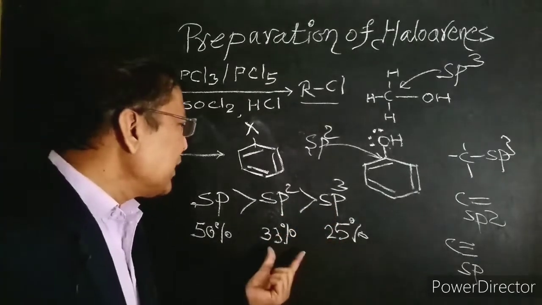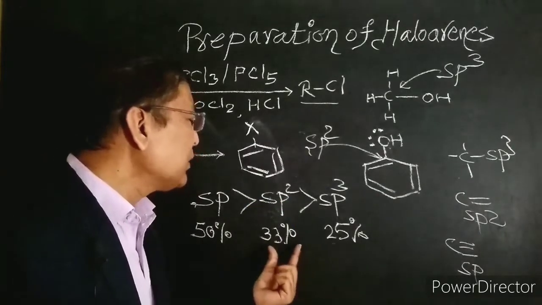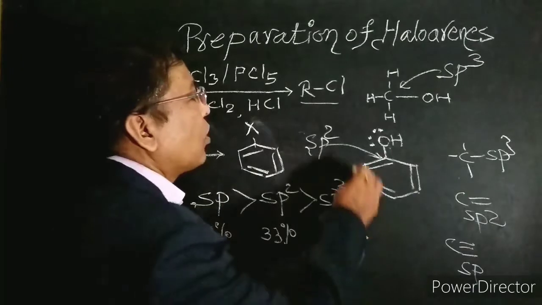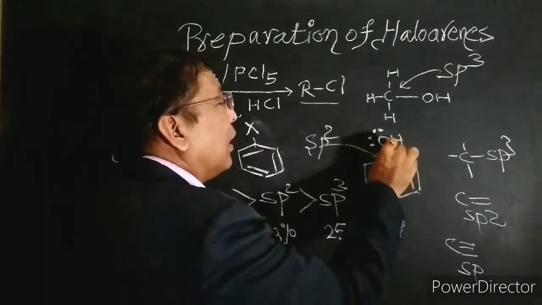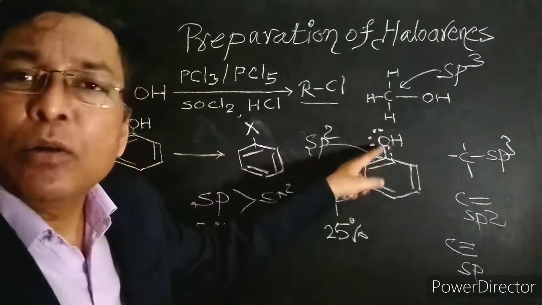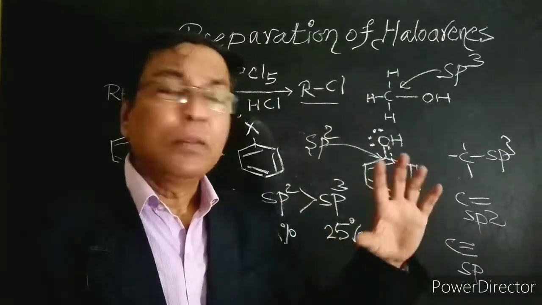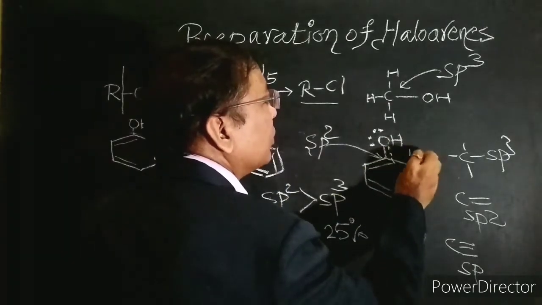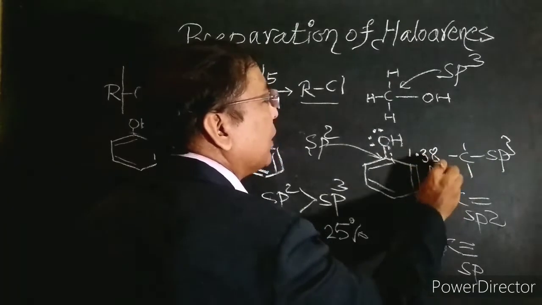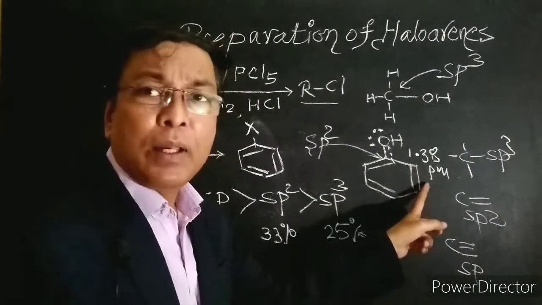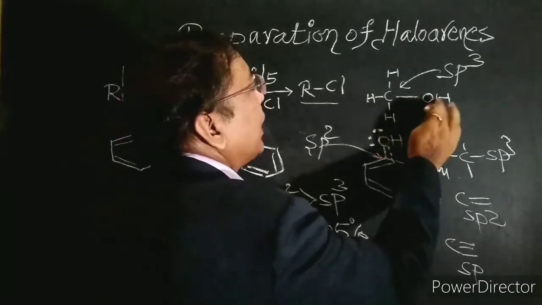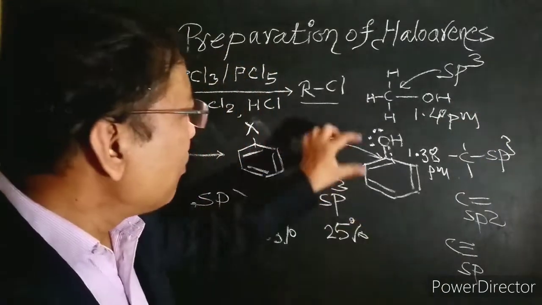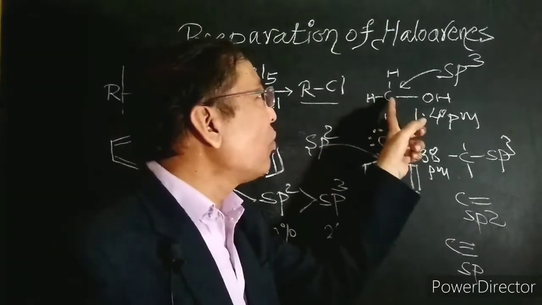Comparing the s character of sp2, that is 33%, and sp3, 25%: as the s character in sp2 hybridization is higher, it pulls the electrons of oxygen and creates a partial double bond character between carbon and the OH group. Therefore, the bond length between carbon and OH reduces to approximately 1.38 picometer. The bond length in alcohol, that is carbon and OH, is 1.40 picometer. So the bond length in phenol is shorter than that of alcohol.